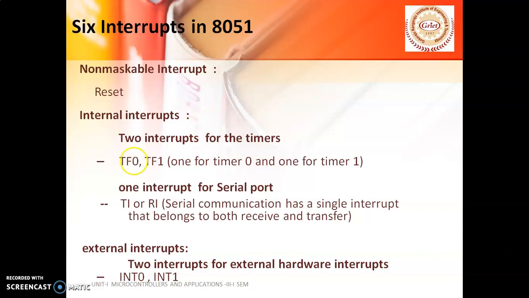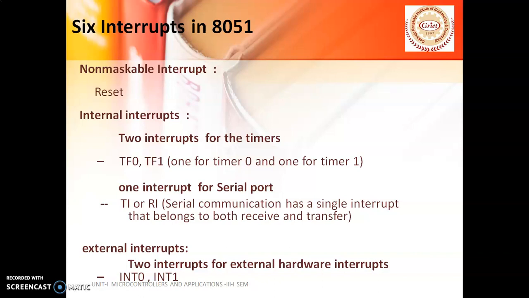Coming to the next interrupts, we have internal interrupts. In the internal interrupts, there are 2 interrupts for the timers, that is TF0 and TF1. TF0 stands for timer 0 overflow interrupt, and TF1 stands for timer 1 overflow interrupt. And one interrupt for the serial port, that is TI and RI. TI stands for transmitting interrupt and RI stands for receiving interrupt, which we have seen in 8051 serial communication.